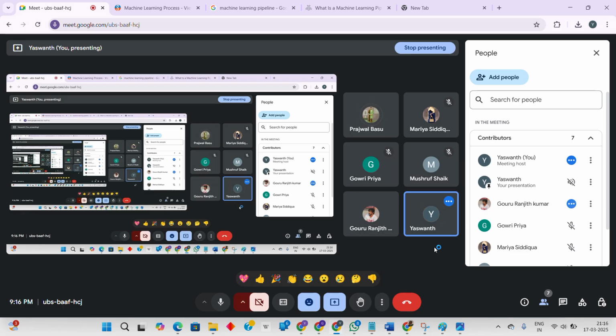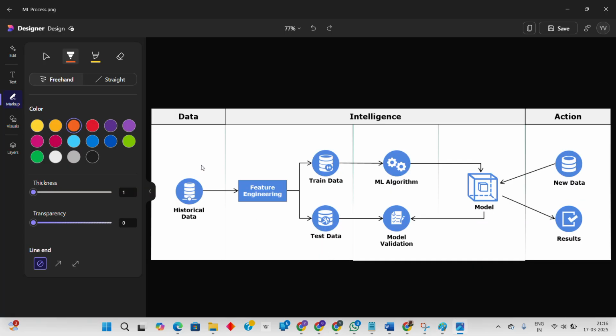What is your favorite subject? Subject. Mathematics for me. That's fine. Okay, so Ranjit is saying mathematics. Okay, I need just a small example to consider.